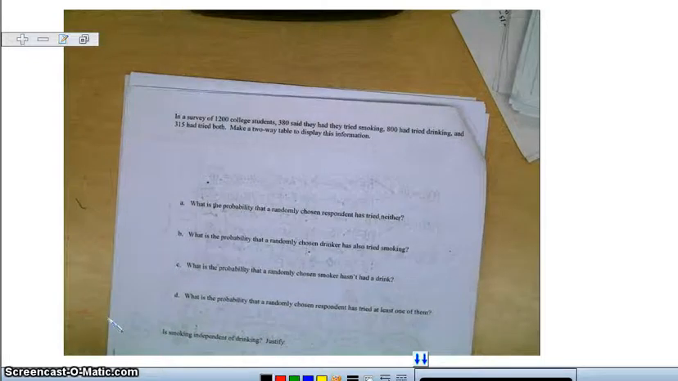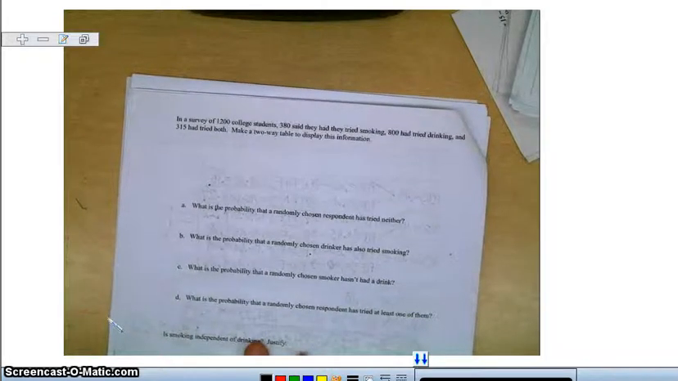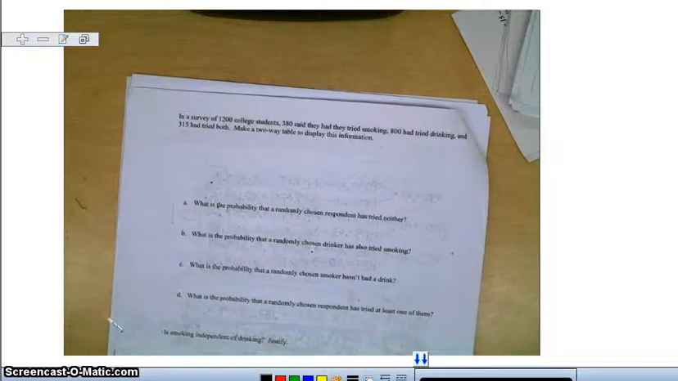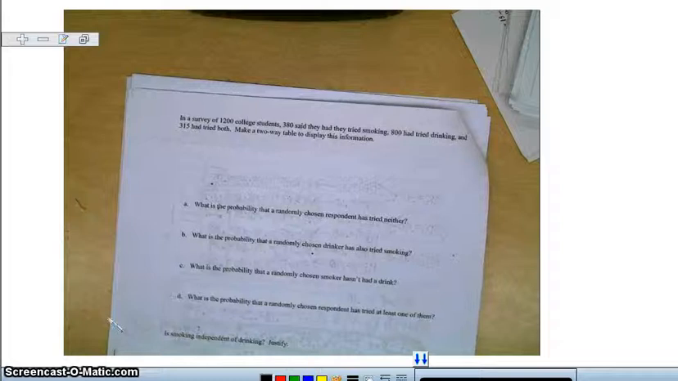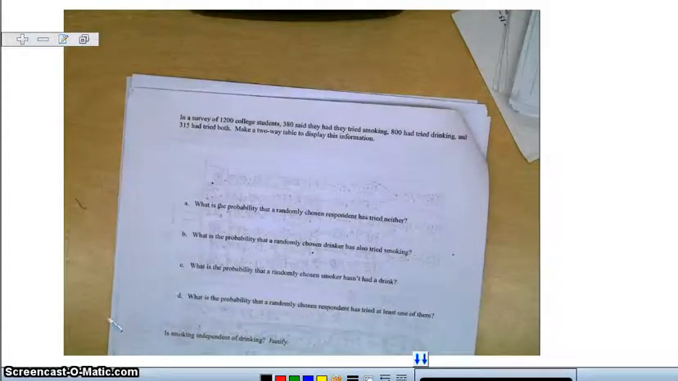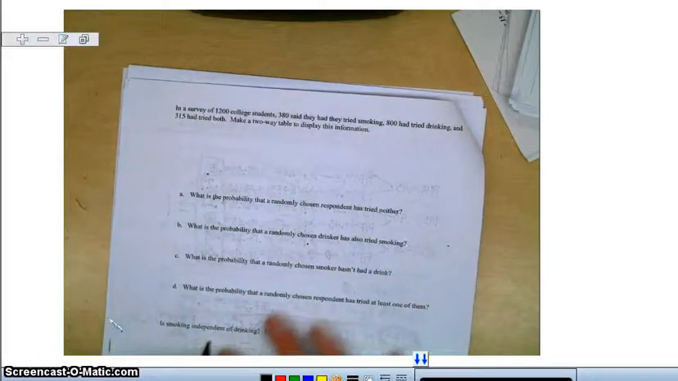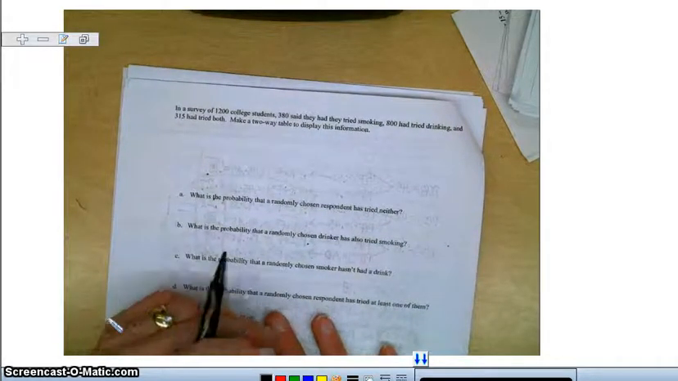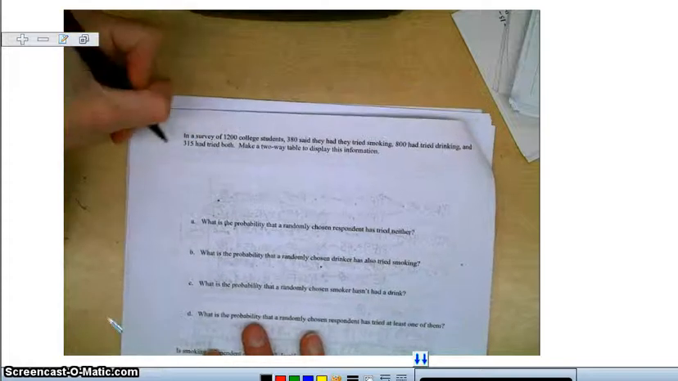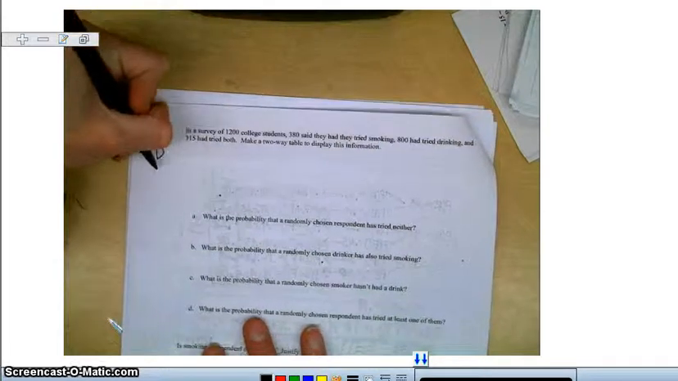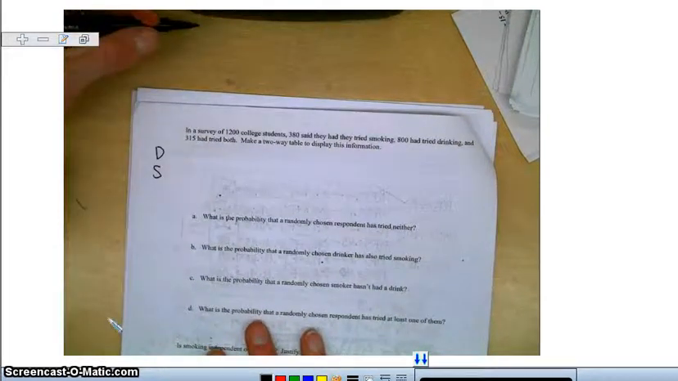So again, this is all just review. So we have a survey of 1,200 college students. 380 said they had tried smoking, 800 had tried drinking, and 315 had tried both. Make a two-way table to display this information. So, we have two events. We have drinking and smoking. We're going to call them D and S.